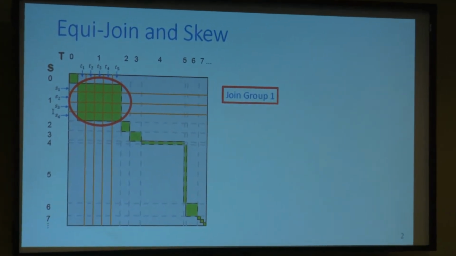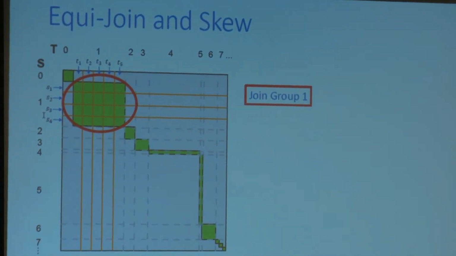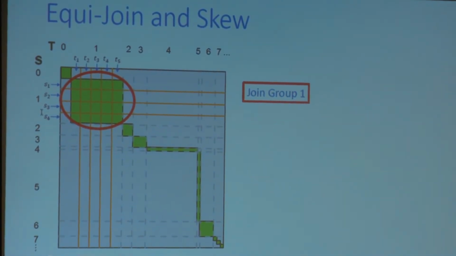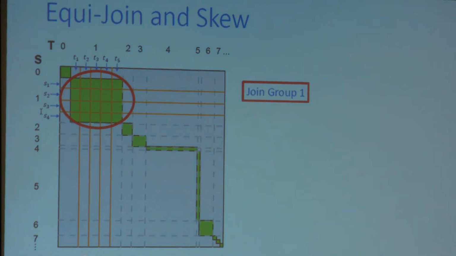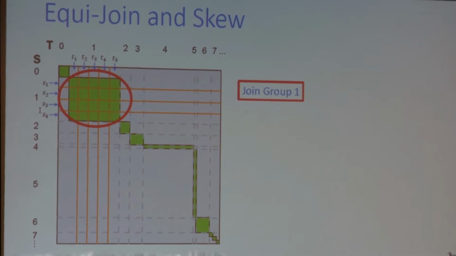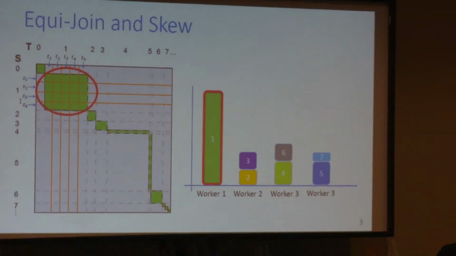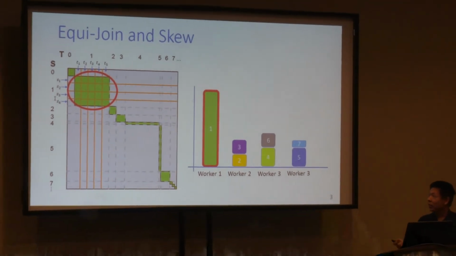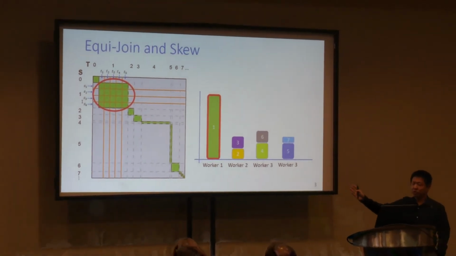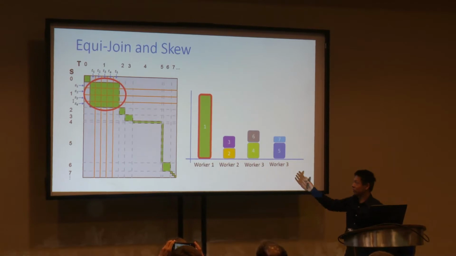The intersection of a row and a column is marked green to show that they have the same join key. For example, the 4 S tuples and the 5 T tuples marked there share the same join key 1, so they are to be joined with each other, and we call them join group 1. For distributed execution of joins, we have to assign different join groups in this matrix onto different machines.